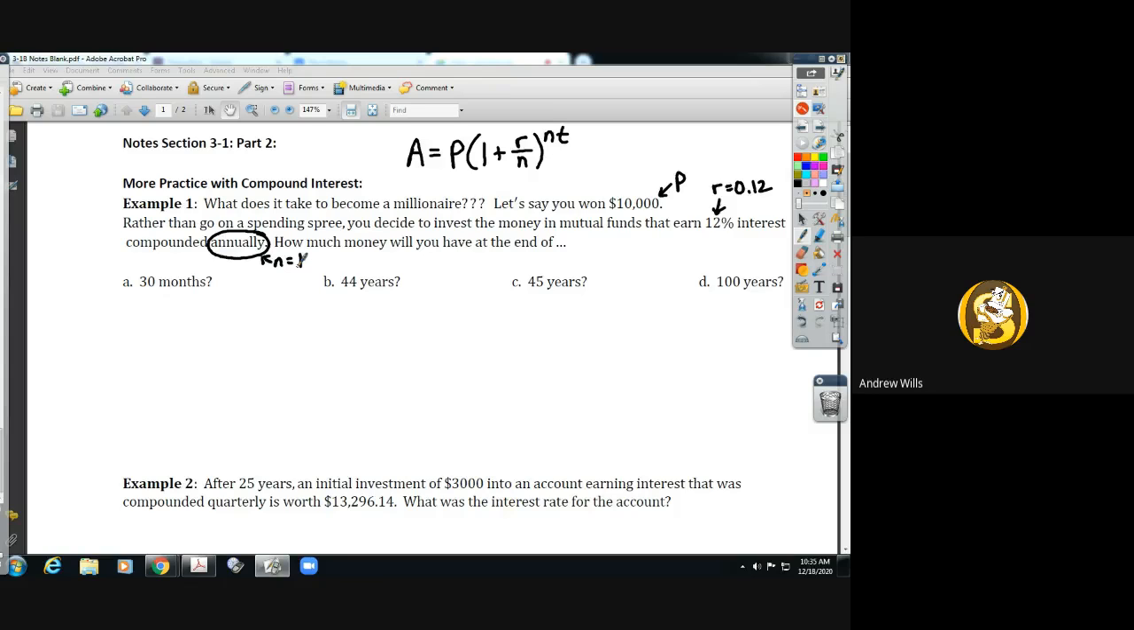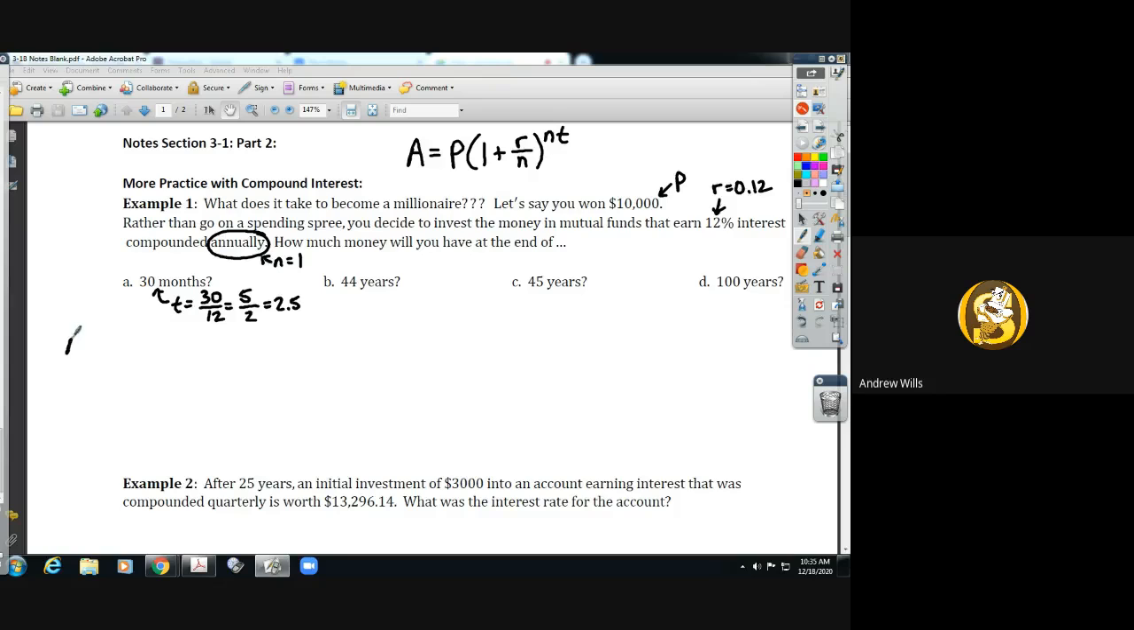So if we want to know how much money is going to be in that account after 30 months, we need to ask ourselves, okay, 30 months is how many years? Well, 30 months divided by the 12 months that are in 1 year would give us that T is 5/2 or 2.5. It wouldn't matter whether you use the fraction or the decimal in this case, because the decimal is not rounded, it is exact.